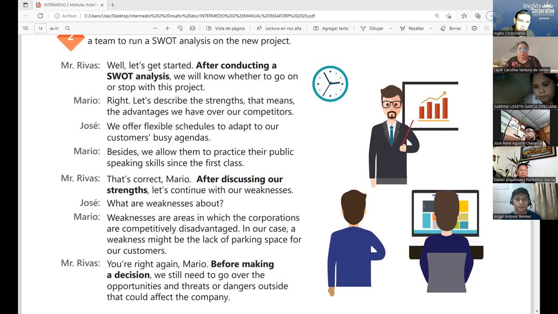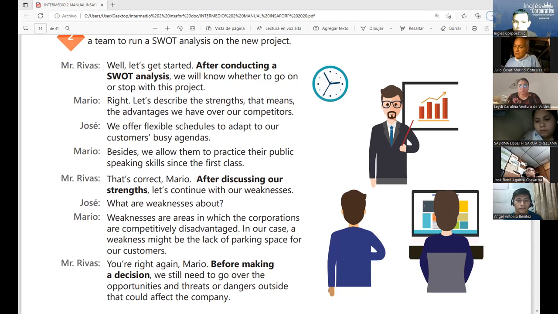Exactly. Okay. Very good. Flexible schedule. That means, in simple words, there is time for everyone. For example, when you are studying at the university or somewhere, you look for a flexible schedule. You might have classes in the morning and afternoon. Good. Flexible schedule. That is one strength.